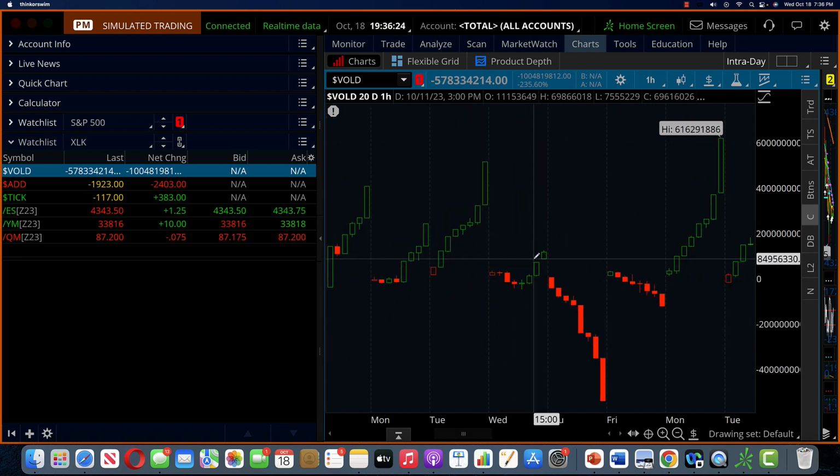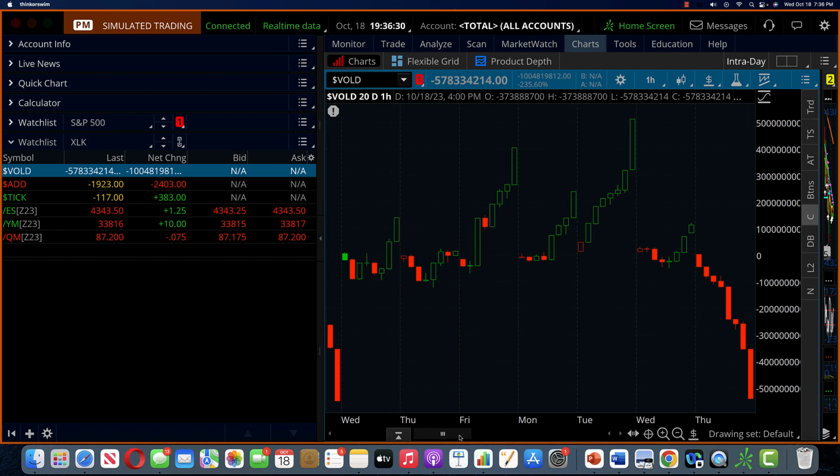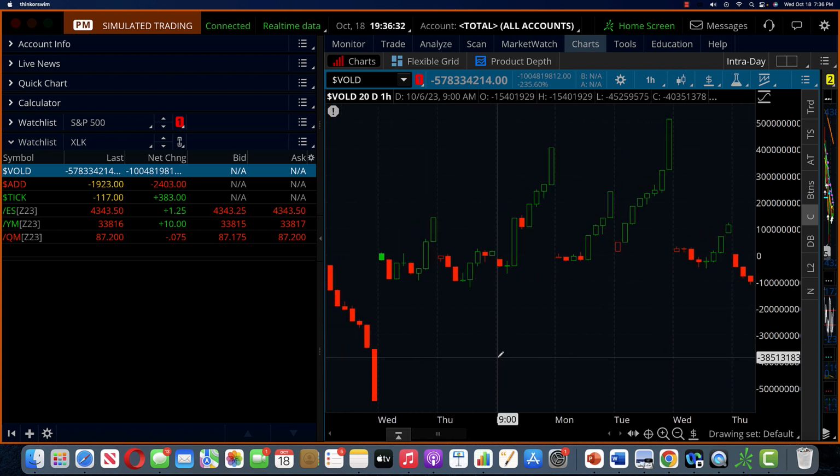This day was a reversal day, but most of the time, as you can see, once the market gets going in any direction, once that direction is established, you rarely have a mixed picture.